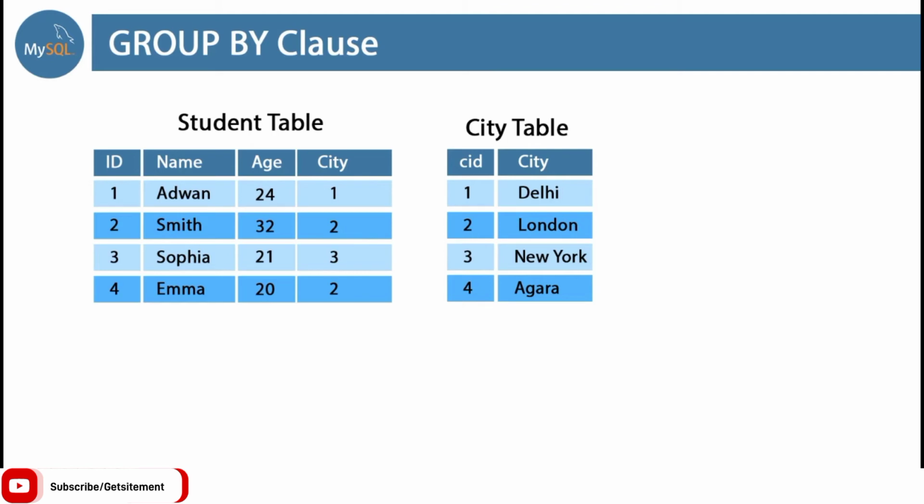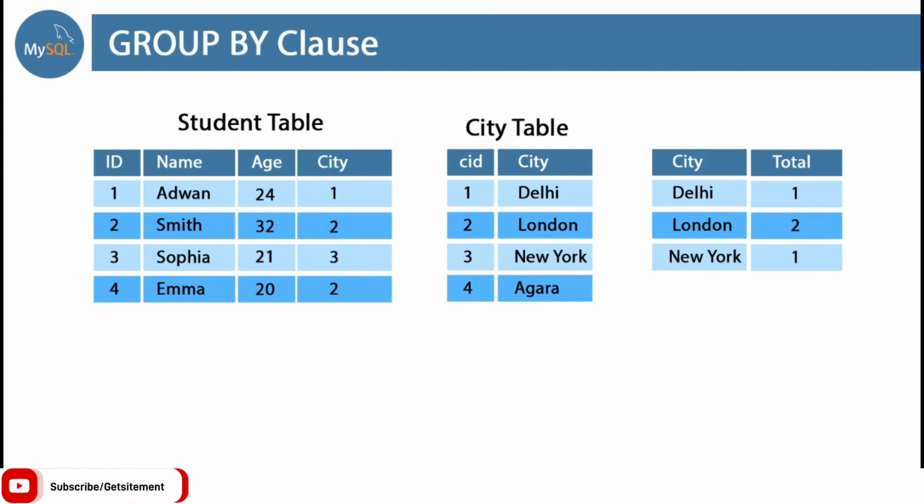And now I want to find out how many students came from which city. Something like that. According to the personal table, from Delhi we have 1 student. From London we have 2 students. And from New York we have 1 student. Here you can see London ID is 2. And this ID exists 2 times in student table city column. That's why it returned total student 2.